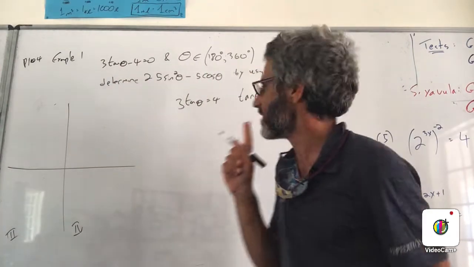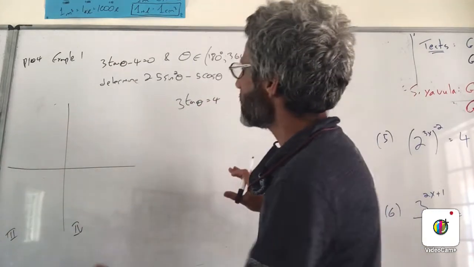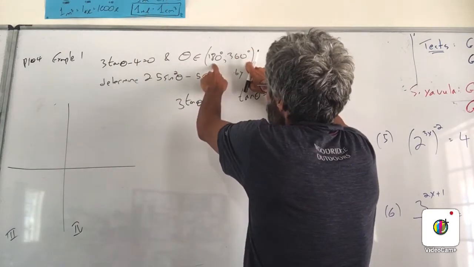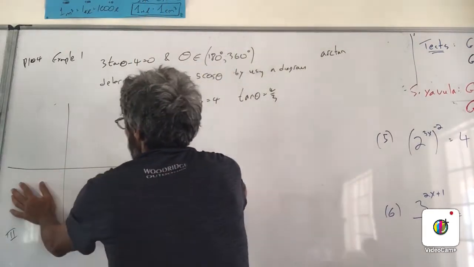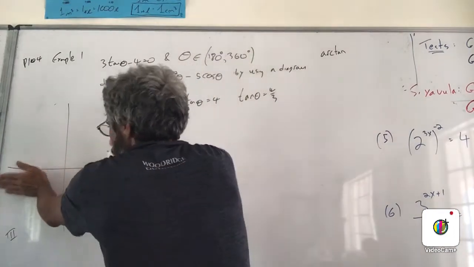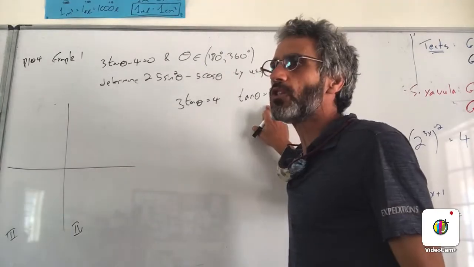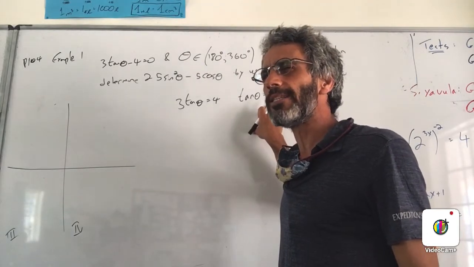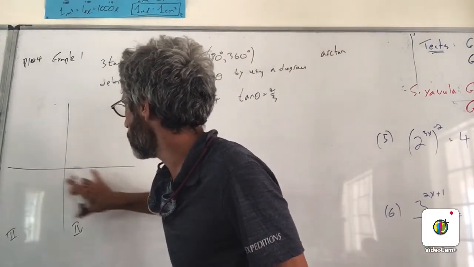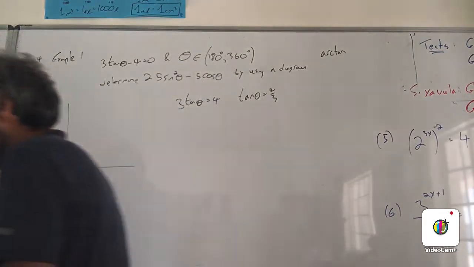The first place I need to ask myself is, which quadrant? We always have two clues. This clue tells us that it's either the third or the fourth, between 180 and 360. But now I also know that tan is positive. Which one of these two is positive? The third. So we have to draw a triangle in the third quadrant.